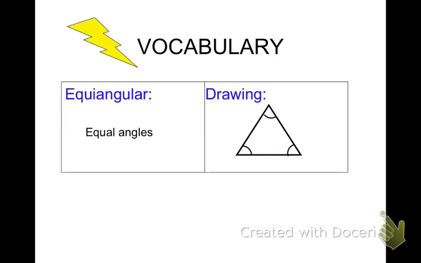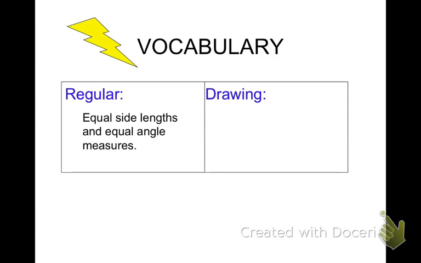And if something is both equilateral and equiangular, then we call that regular. So our regular definition is equal side lengths and equal angle measures. So that just combines the two. If you have all your sides the same, all your angles the same, then we call that regular. Okay.